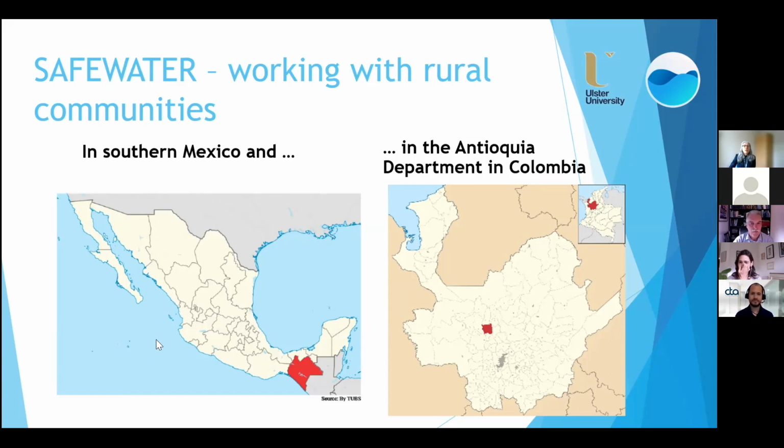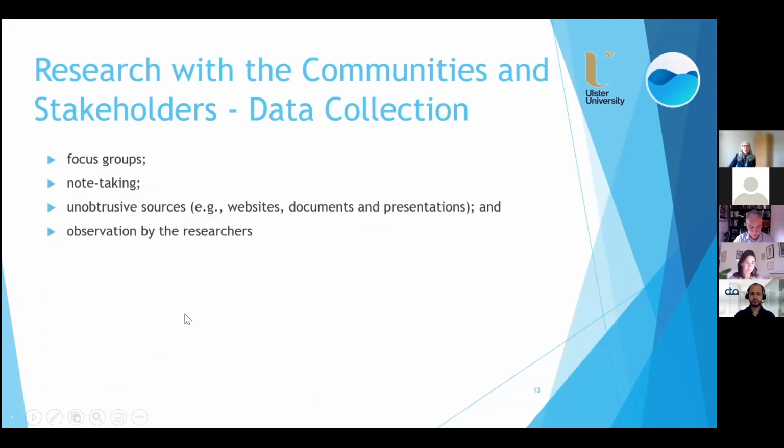Following on Mike's co-creation and service dominant logic perspective, then we're going to tell you how we work in these communities. The regions are the southern area of Mexico, the state of Chiapas, and the Antioquia department in Colombia. So we have then used qualitative methods to gather data. We have had formal and informal conversations, and with the NGOs working with these communities, we have met with representatives from the communities.